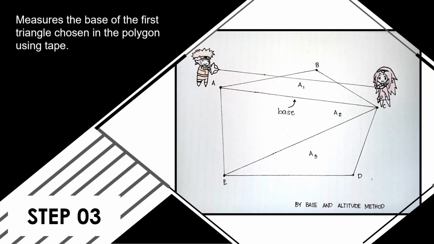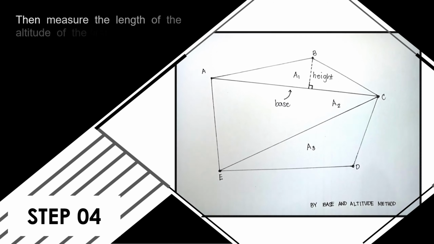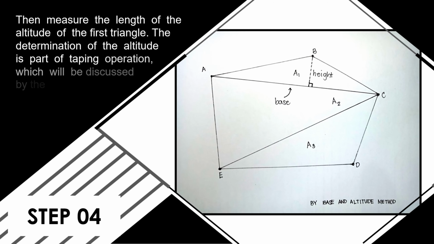Step 3. Measure the base of the first triangle chosen in the polygon using tape. Step 4. Then measure the length of the altitude of the first triangle. The determination of the altitude is part of taping operation, which will be discussed by the instructor.